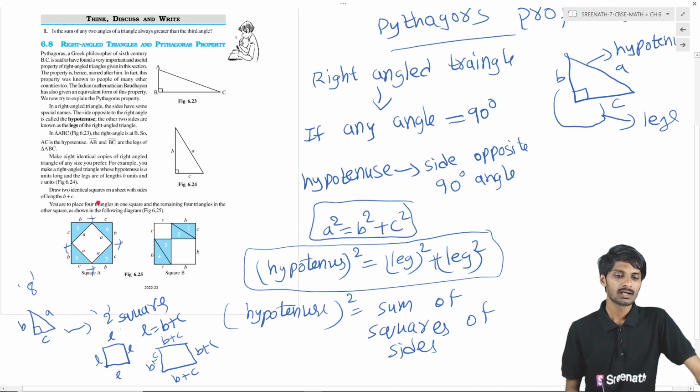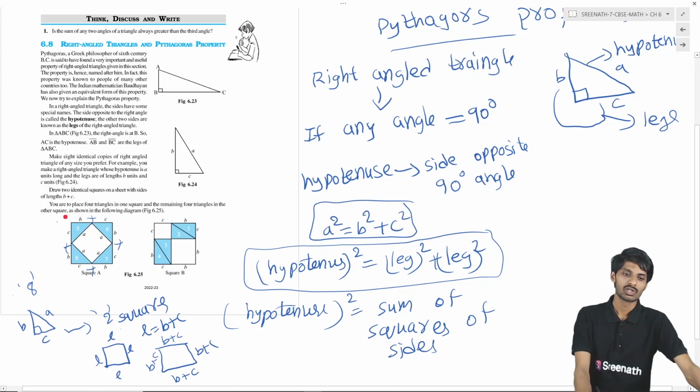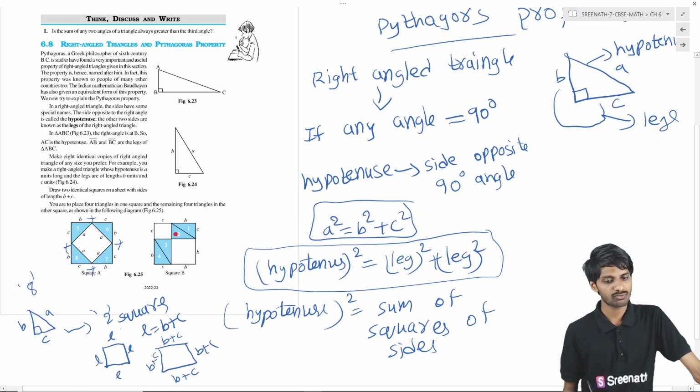In this square, what we have to do is fit four triangles in one square and four triangles in another square. If you fit these four triangles in this square, they look like this, and if you fit the other four triangles in the other square, they look like this. Now there is one square here and there are two squares here.